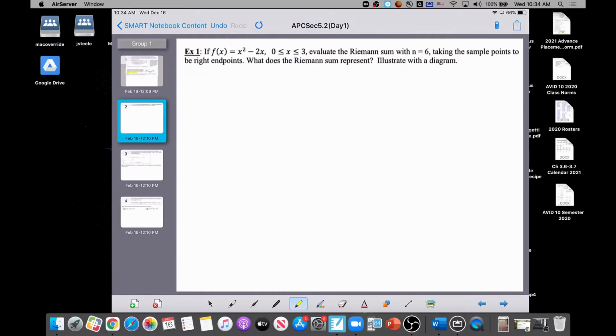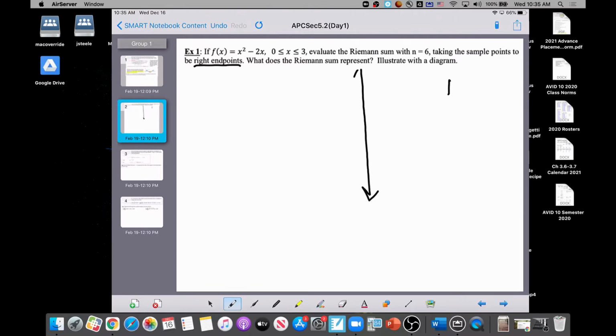So let's take a look at our first example. It says, if f of x is equal to x squared minus 2x on the interval from 0 to 3, evaluate the Riemann sum with n equals 6, taking the sample points to be right endpoints. Okay, so we're doing right endpoint rectangles. What does the Riemann sum represent? Illustrate with the diagram. So I think it makes the most sense here for us to actually start with the diagram.